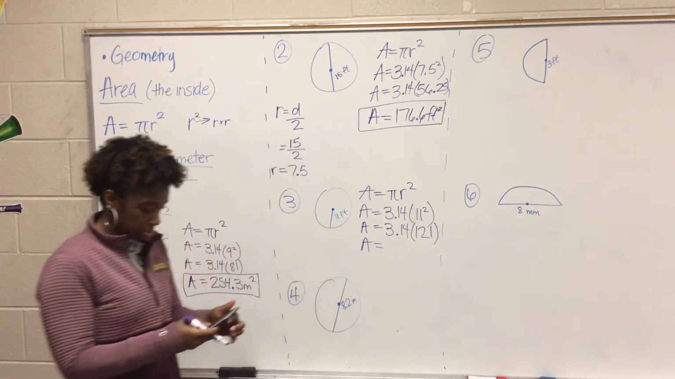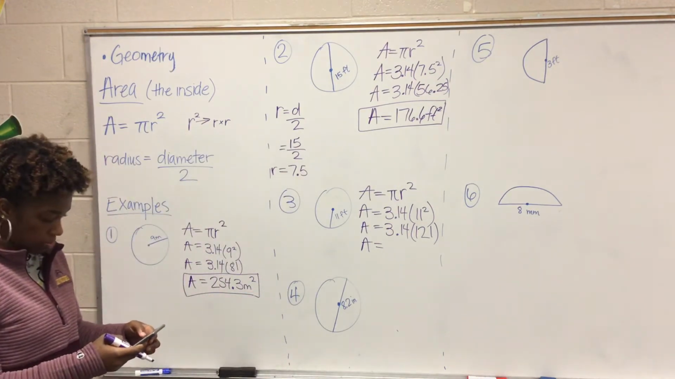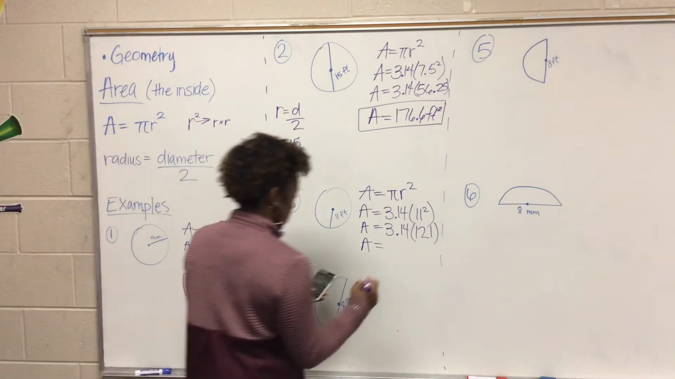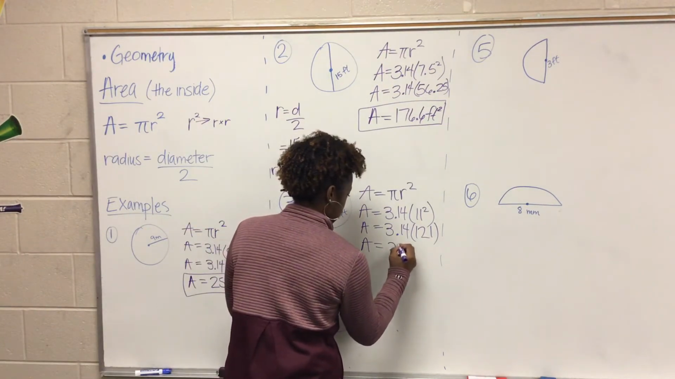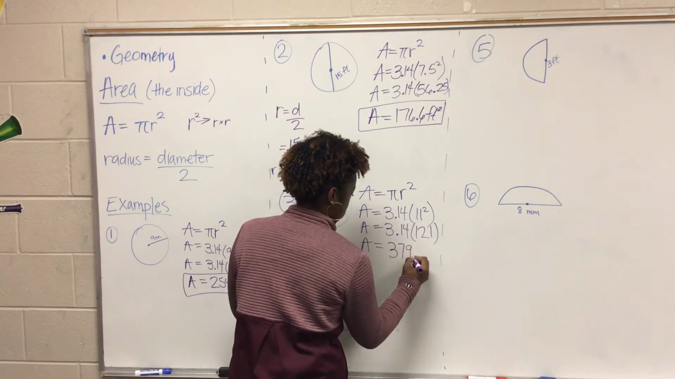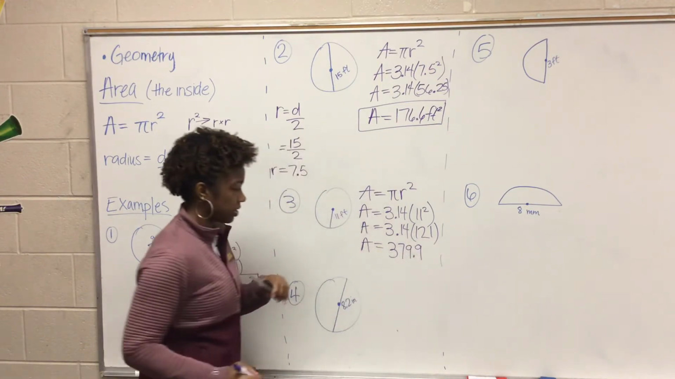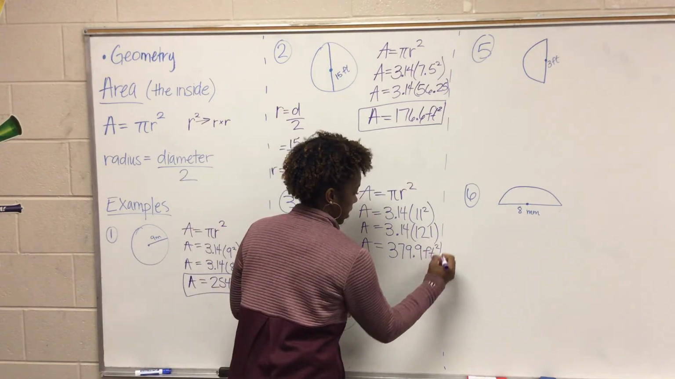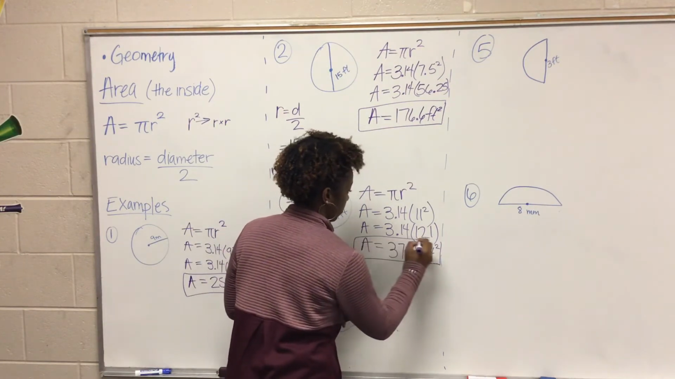Now we have to multiply that times 3.14, and you will get 379.9. Round to the nearest tenth. Feet squared. Do not forget your square on your unit.